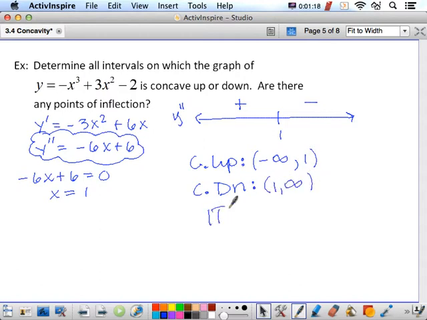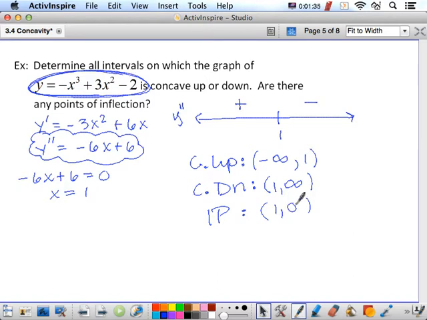Is there an inflection point? If so, where does it have to be? At 1 something, right? So if we take positive 1 and we substitute it into the original, what do we get? You get 0? So there's your inflection point.